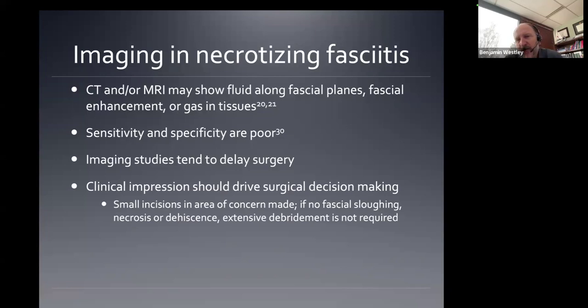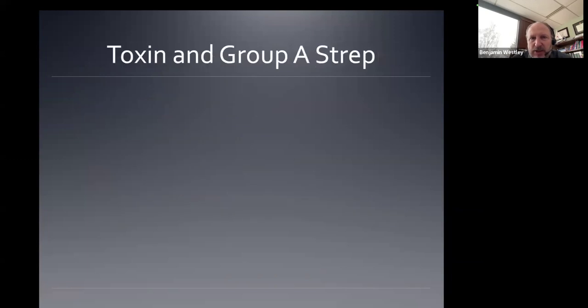And normally the recommendation is that if there are areas of the skin that look particularly bad and the LRINEC score is 7, for example, the surgeon should make some incisions in those areas, and then they can just use a tool or finger to make sure that there's not necrotic tissue dissecting along the fascia there.